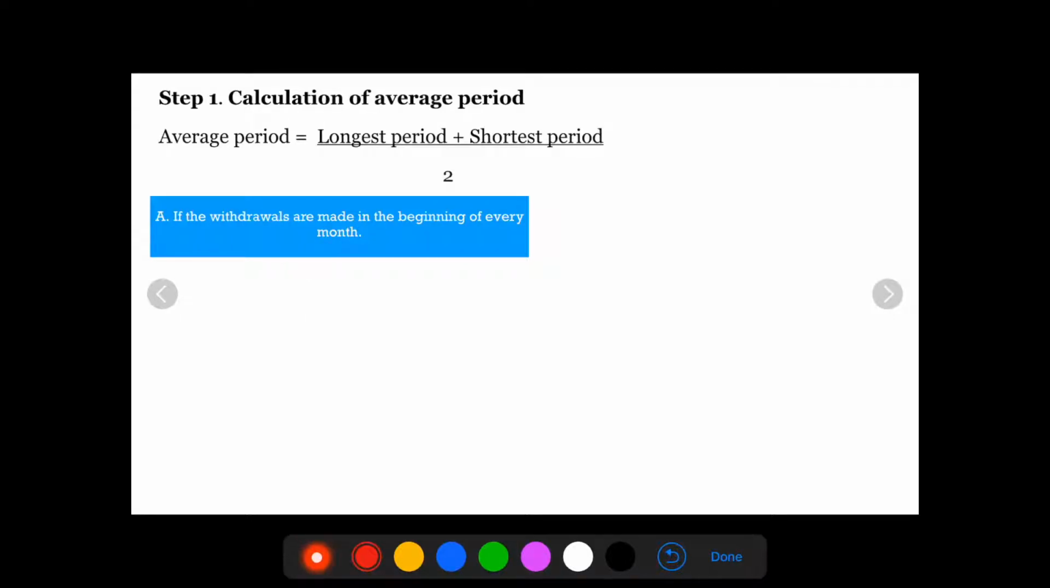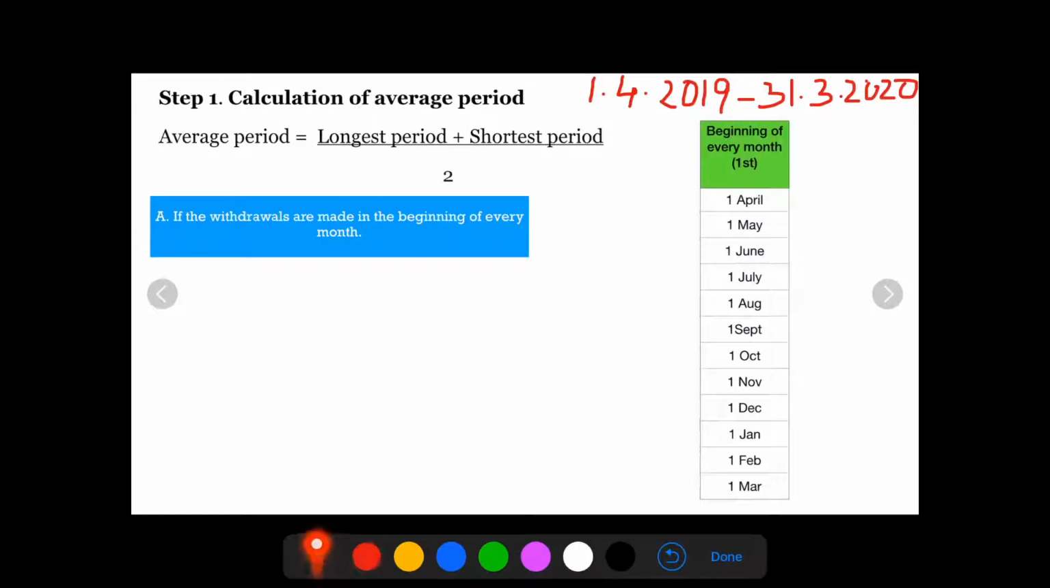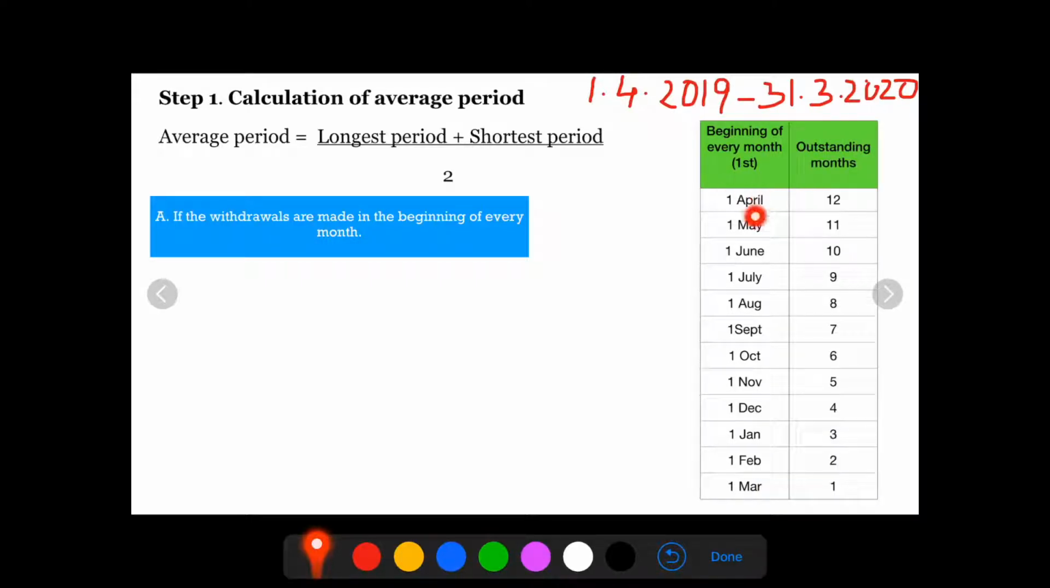I will give you an example like this. Let us keep our year beginning on 1/4/2019 and ending on 31st March 2020. I have put the chart for you here. Beginning means 1st of April, 1st of May, till 1st of March. How do we calculate outstanding months? For 1st of April, 12 outstanding months. For May, it is 11. And likewise, we calculate outstanding months for the 1st of every month.